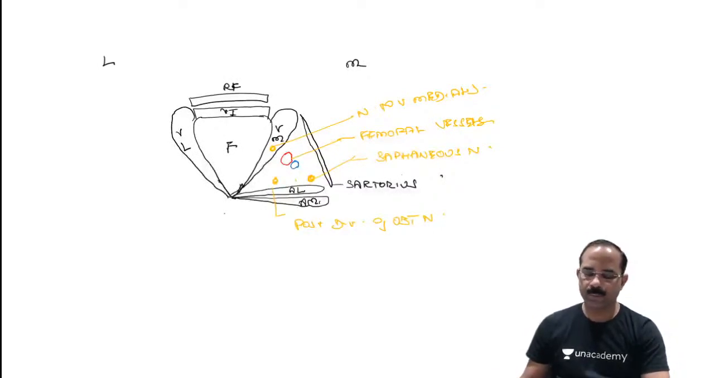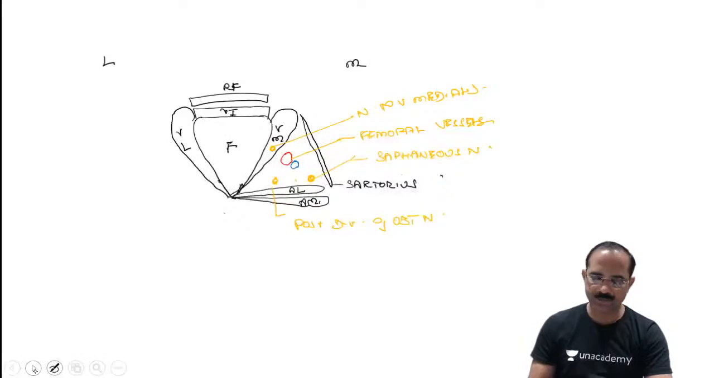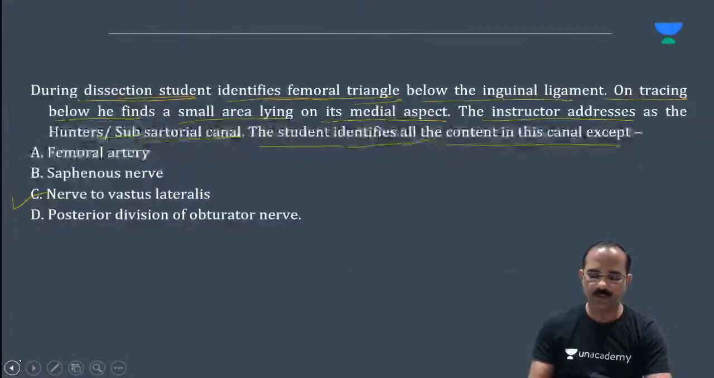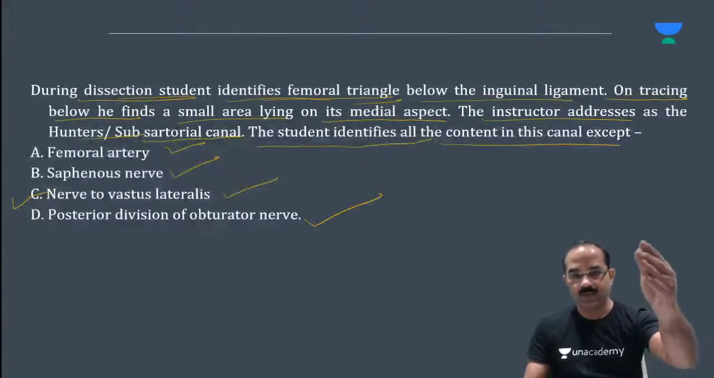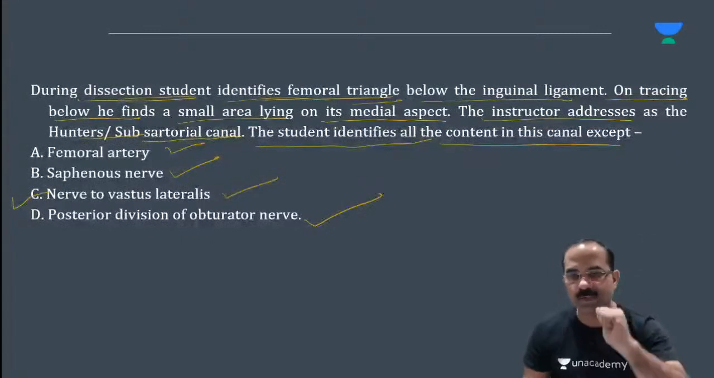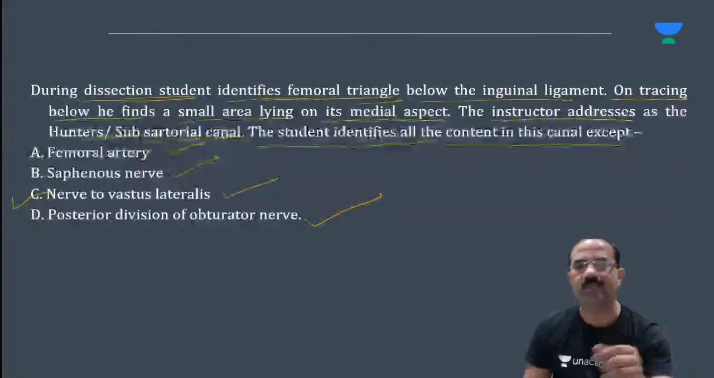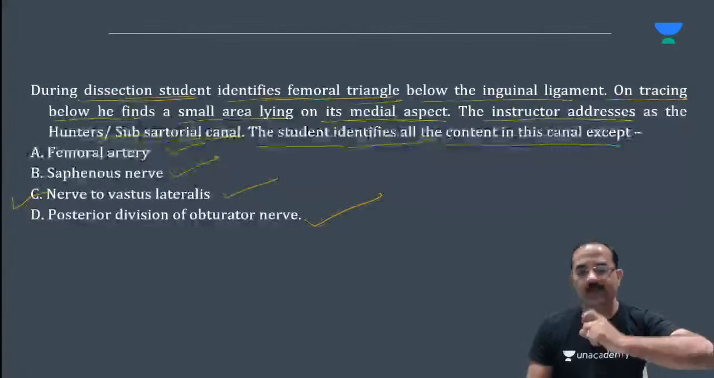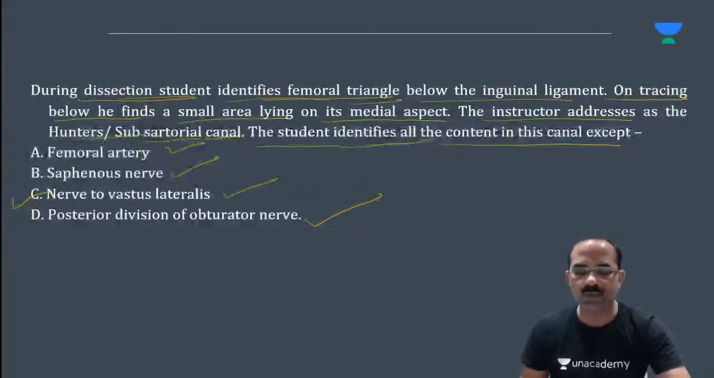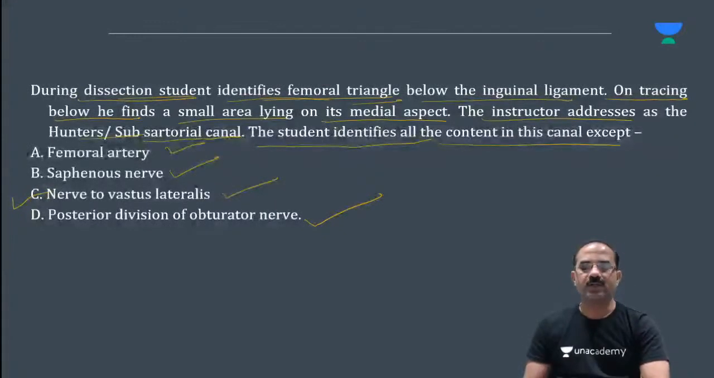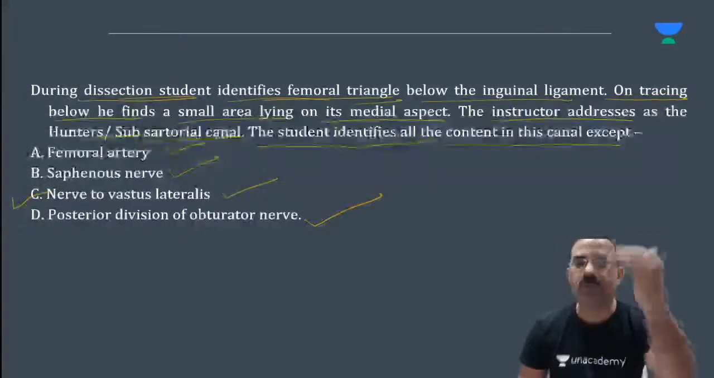Perfect. Now going to the next MCQ. So you're clear with this now? The answer is nerve to vastus lateralis. Femoral artery is there, saphenous nerve is there, the posterior division of obturator nerve is there. And students, yesterday I told you what the saphenous nerve supplies. Can anyone answer this? The saphenous nerve supplies the skin on the medial aspect of the leg and the medial aspect of the foot up to the great toe.